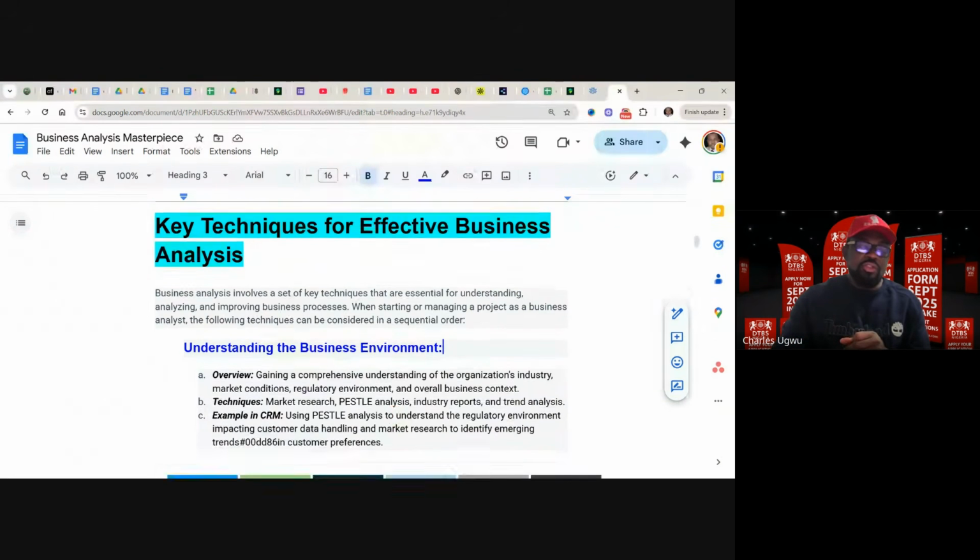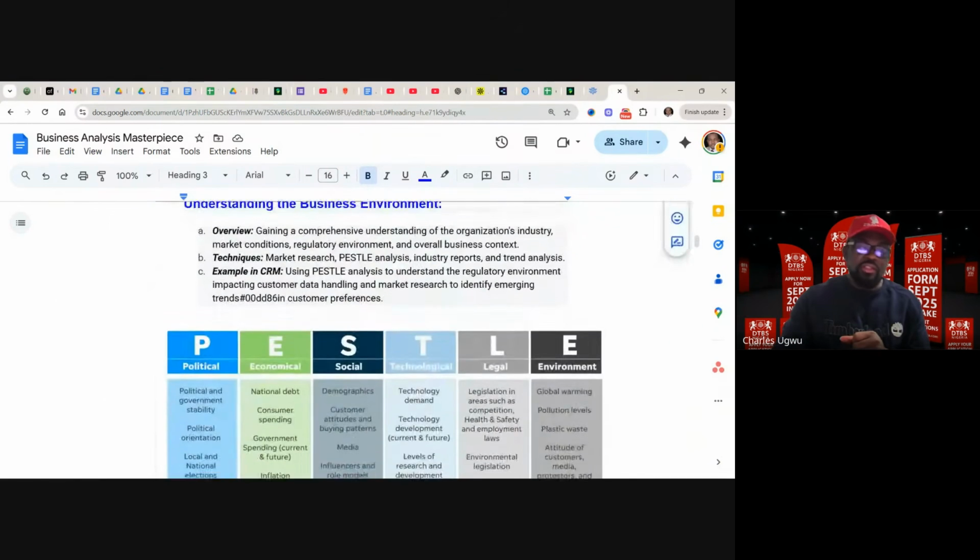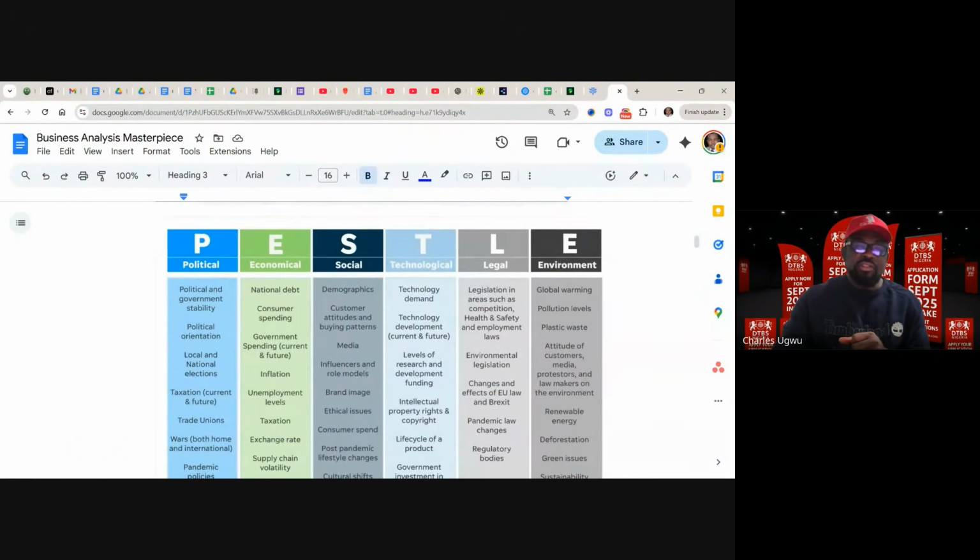So what is the full meaning of this PESTLE analysis? PESTLE is just an acronym. P is for political, E is for economic, S is for social, T is for technological, L is for legal, and E is for environment.